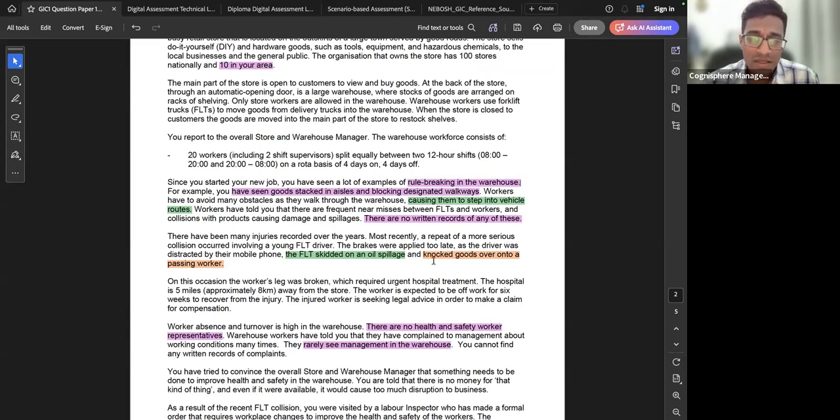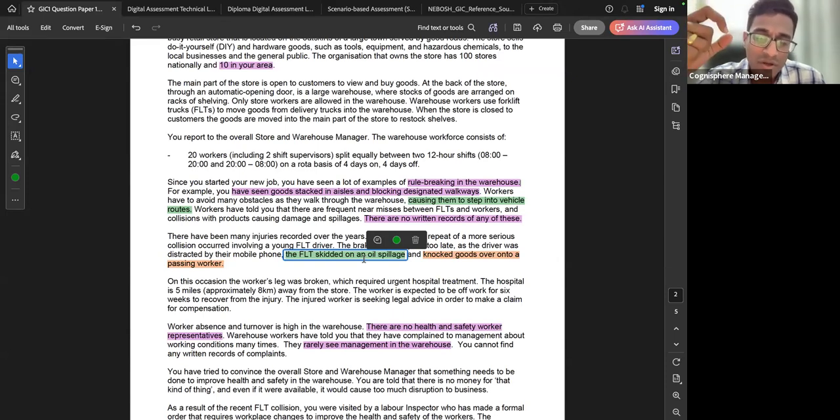Now, when I say forklift skidded on an oil spillage, that is your immediate cause. Immediate cause is the oil spill. Okay. Now the underlying cause is why there is an oil spill. Or what happened is the forklift skidded on an oil spill is the underlying cause of the incident. Root cause is, if there is an oil spill, why it is not cleaned immediately.